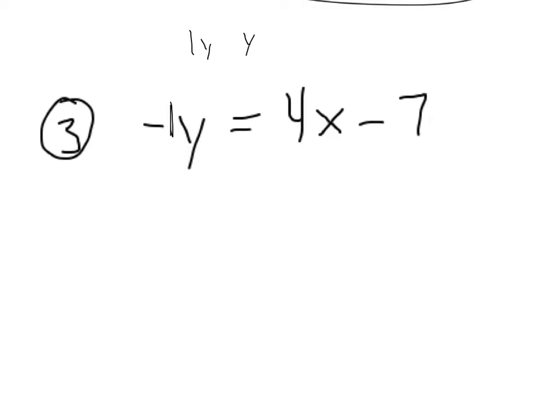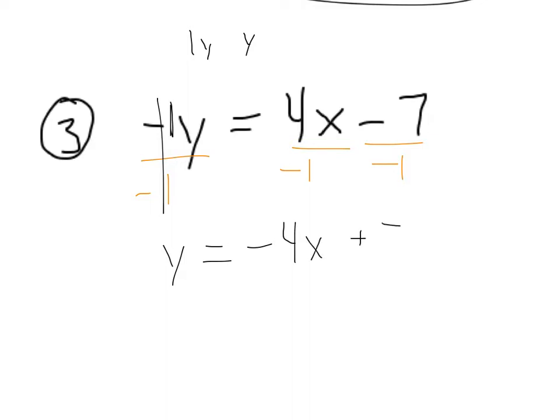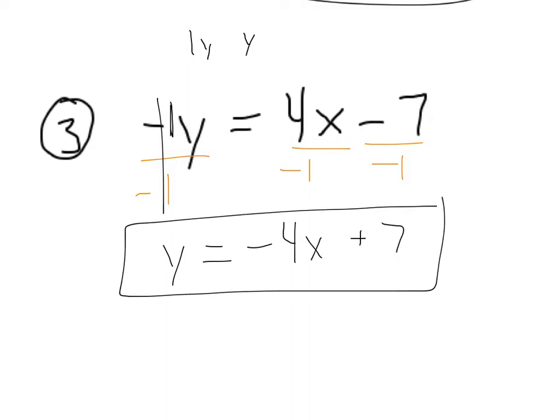This is not. So I got to divide by a negative 1, but that means I have to divide everything else by negative 1. And I'm left with, those cancel or become 1. Really just leave me with a y equals 4x over negative 1. Well, that's negative 4x. Negative 7 divided by negative 1 is positive 7, and you're done.